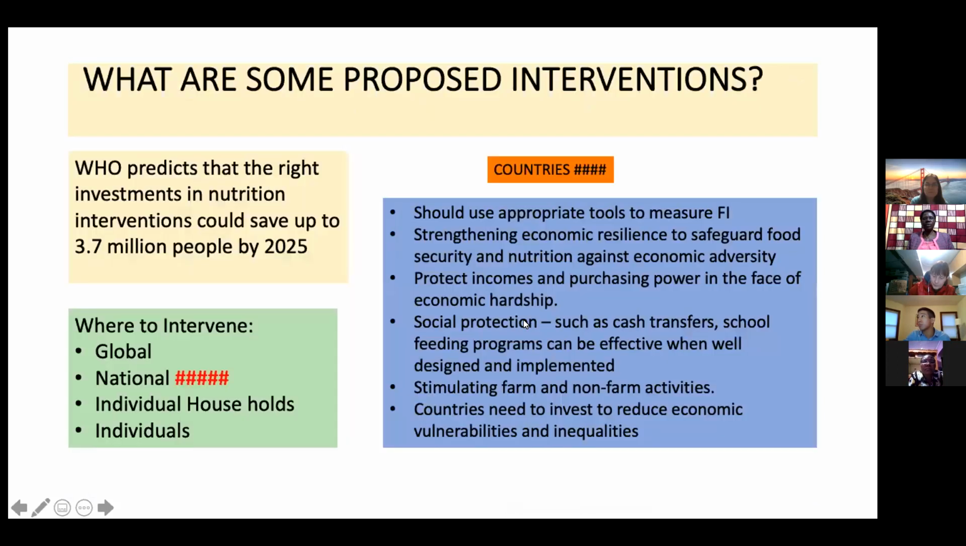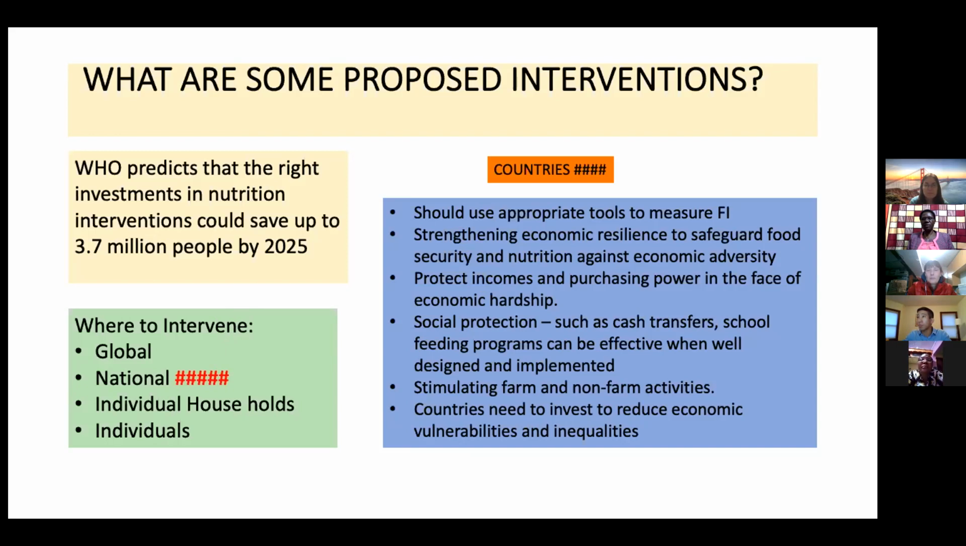Now, some of the proposed interventions at various levels. It's good to note that the WHO predicts that investments in nutrition interventions can save up to 3.7 million people by 2025. These interventions, if offered at global, national, household, and individual levels, would be a great investment. But we see that most of the burden for changing this tide rests at the national level. The blue section gives a summary of some of the measures that countries can put in place to invest in nutritional interventions so that food insecurity can be dealt with.